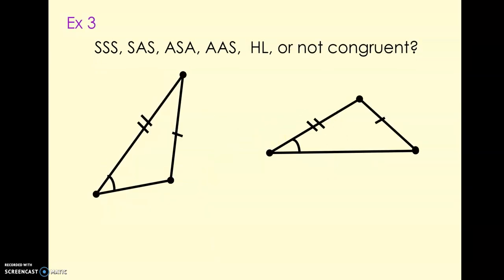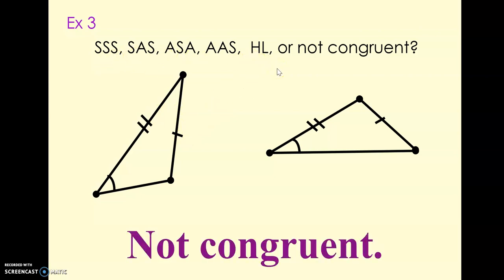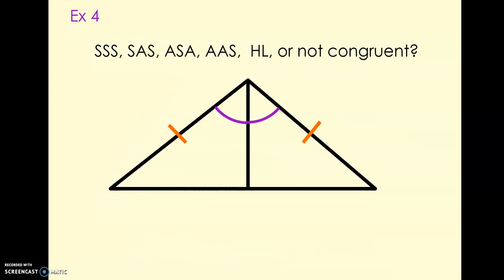All right, example 3. So looking at these 2 triangles, we have corresponding sides that are congruent there, and then we have this corresponding angle. So if I look at this, this would be angle, side, side. Angle, side, side is not congruent.